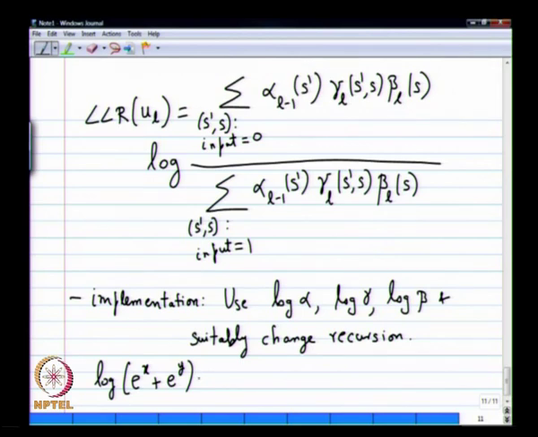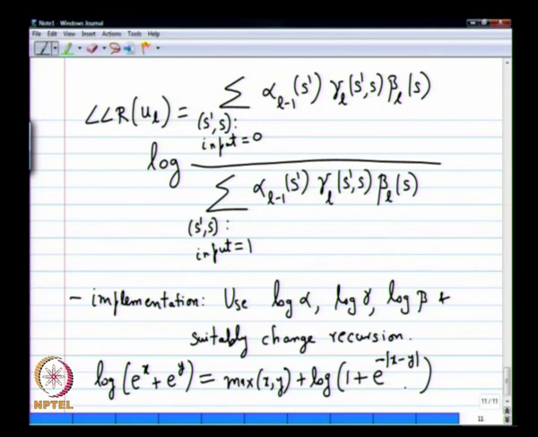There is a way to write this. You can show an interesting property here. Let me just quickly look it up and write down what this property is. It is not too difficult to prove. You can show this is basically max of x comma y plus log of 1 plus e power minus mod x minus y. This is quite an easy relationship to show.